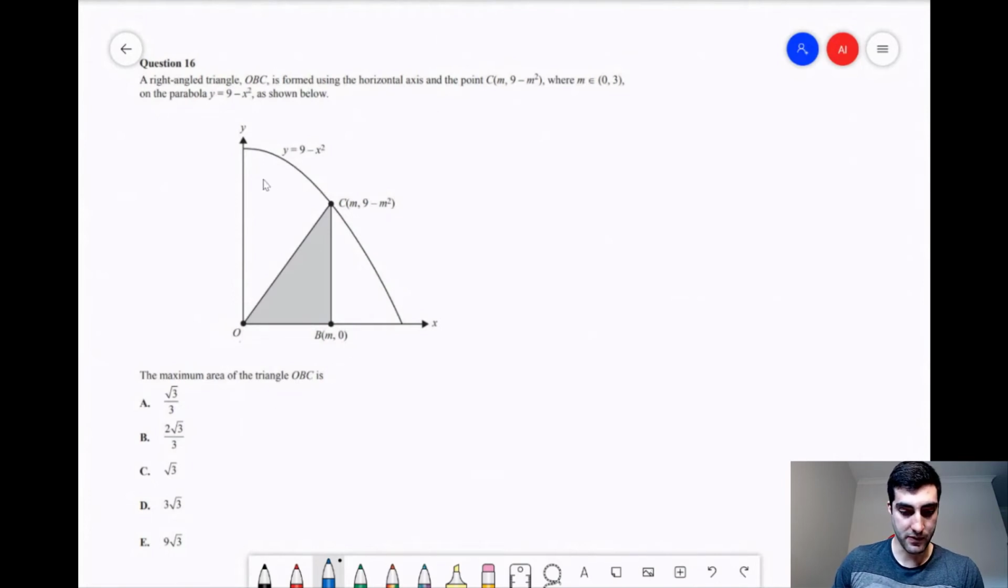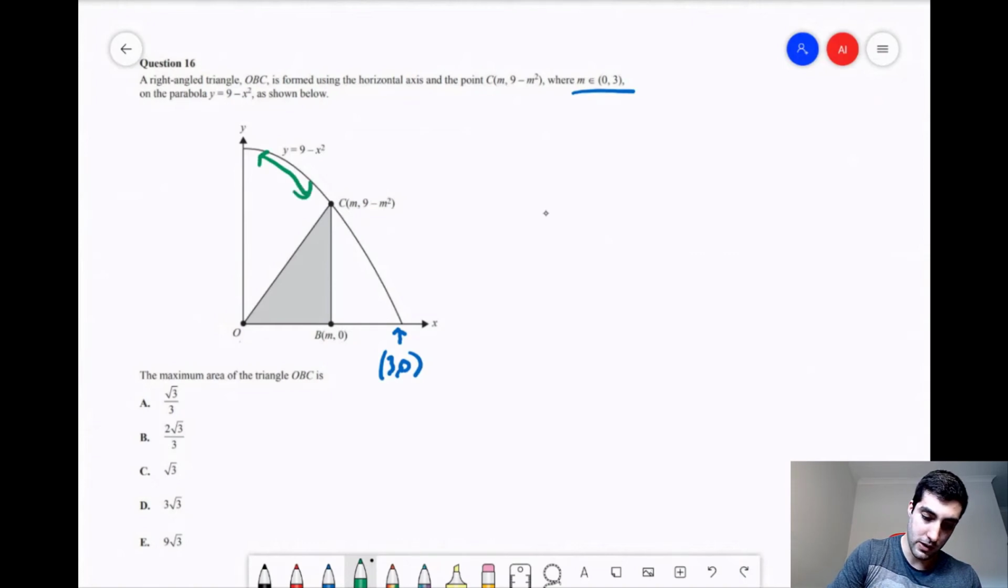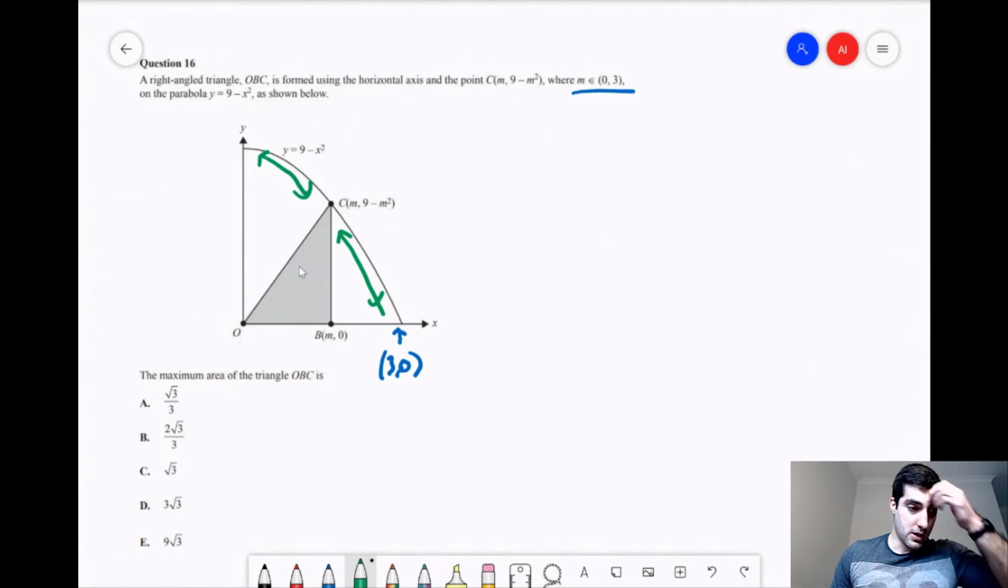So we've got this parabola. We know you could solve for the x-intercepts, and you'd see that this point here ends up being 3, 0. And this is what they're sort of stating by putting that bound on the variable m. So C can slide essentially anywhere along here and anywhere along here, since it's just in terms of this variable m. So what the question's asking us, where would C actually have to be to make this grayed out area as large as possible? And then what is the maximum area? What would that area be? So how do we go about solving this?